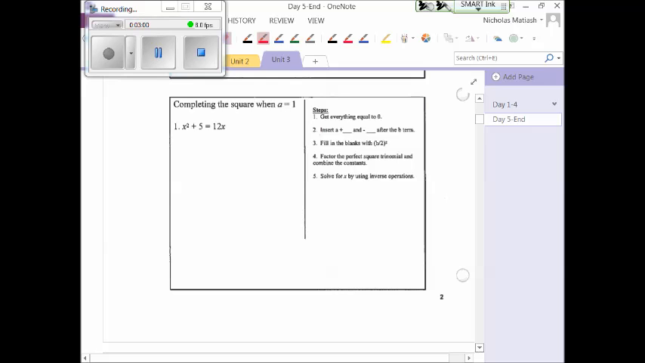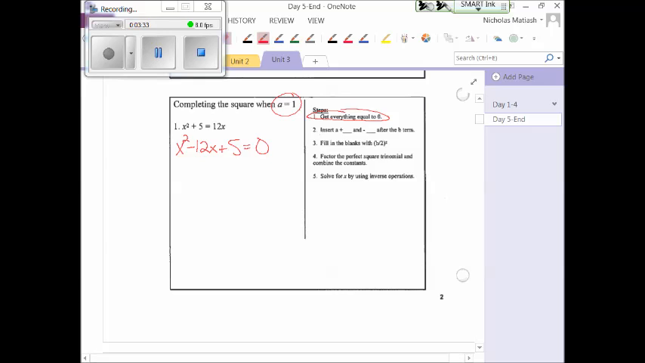Now, how do we complete the square, especially if a is equal to 1? First things first, and this is going to happen every time we need to solve for x when x is squared: get it equal to 0. So I'm going to do that now. If you subtract 12x from both sides, it becomes minus 12x on this side, and it goes away on the other side. So this will be x squared minus 12x plus 5 is equal to 0. All right, so now you have that.